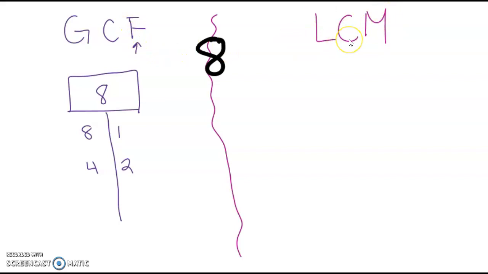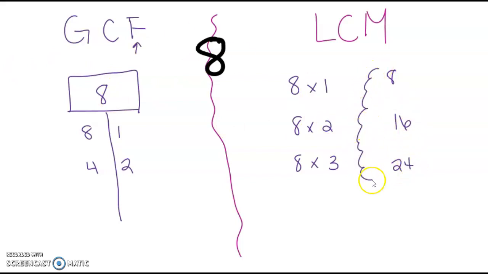Then we're talking about multiples of 8. These are things like 8 times 1, that's 8, 8 times 2, 8 times 3, so 8, 16, 24. These here are your multiples.